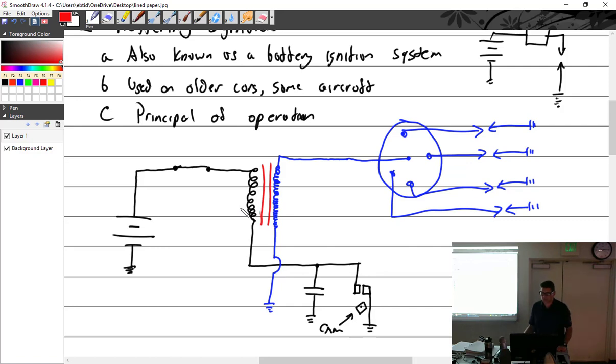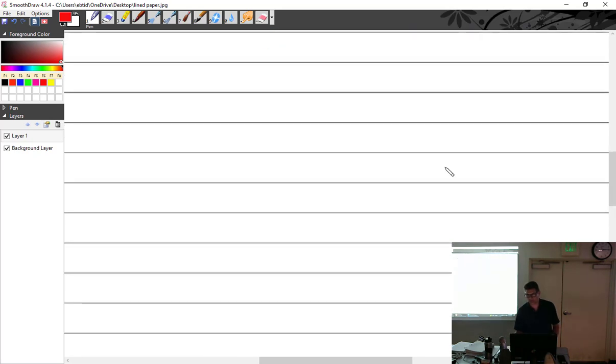If we actually looked at a cross section of it, we would see, oh yeah, I'm going to draw it because I'm really good. We have the soft iron core, then the primary wrapped around that, and then we'd have the secondary, which would have way more windings.